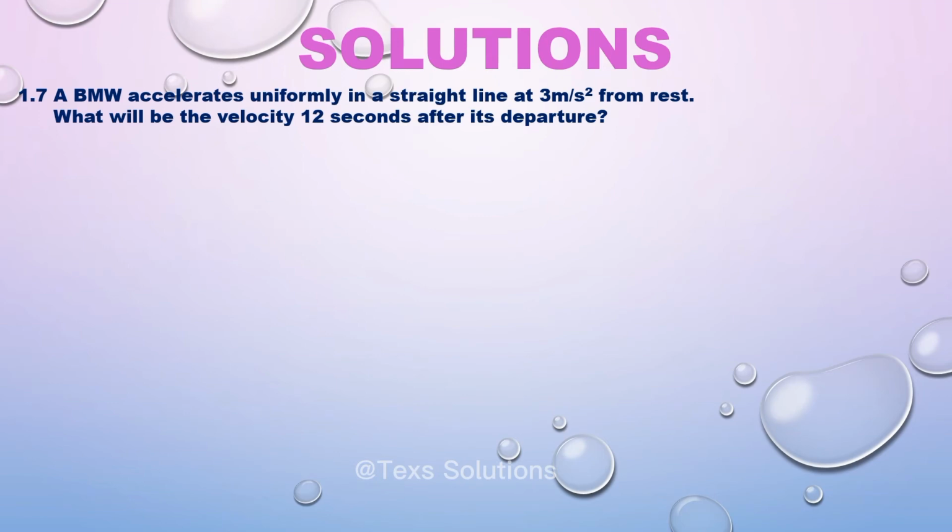1.7. A BMW accelerates uniformly again in a straight line at 3 meters per second squared from rest. So again, the initial velocity is 0, and we have now learned that if the SI unit is meters per second squared, that is acceleration. What will be the velocity 12 seconds after its departure? The velocity they are asking for here is the final velocity. If you've been given initial, then the next velocity has to be the final velocity.